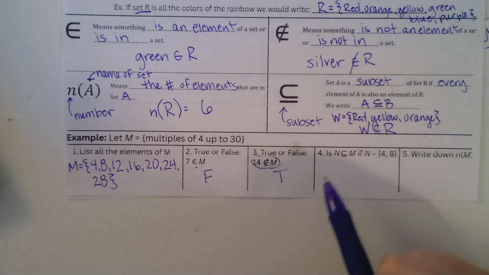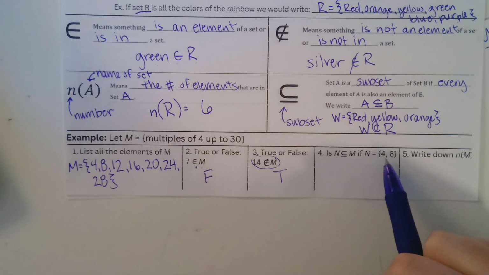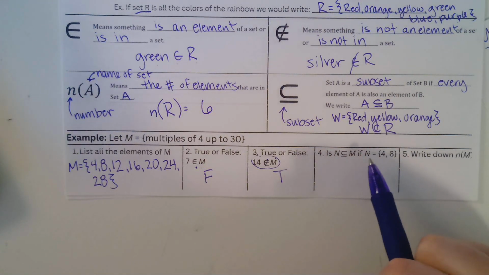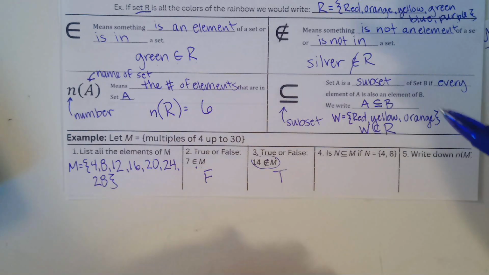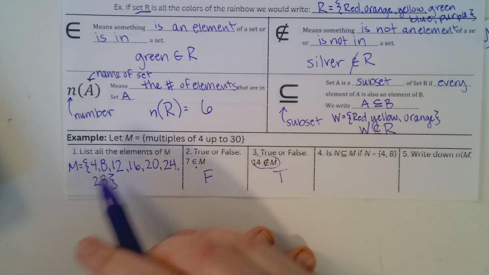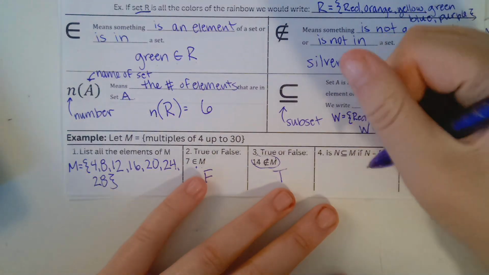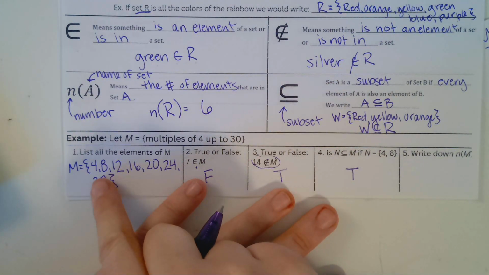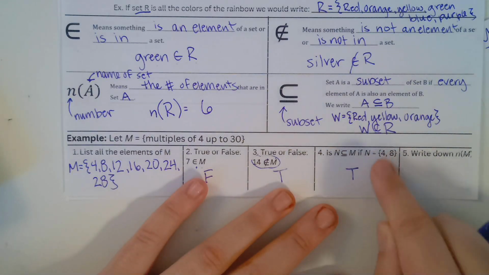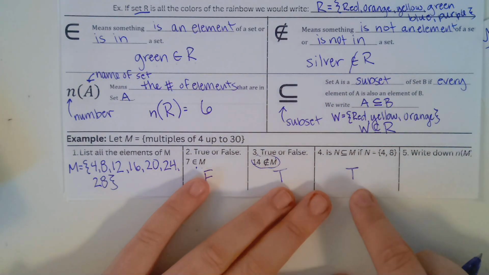After that, it says, is N a subset of M if N is equal to 4, 8? So is N a subset of M if N is the set with the elements 4 and 8. They're basically asking us, is this a smaller version of this set? Is everything that's in here in here? And I'm going to say that that is true, because this has a 4 and an 8, and this one also has a 4 and 8. So all of the things in this set are in this set. So that is a subset.